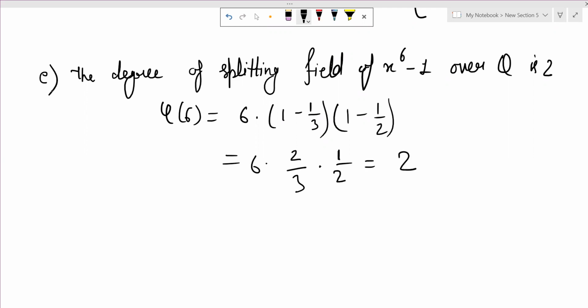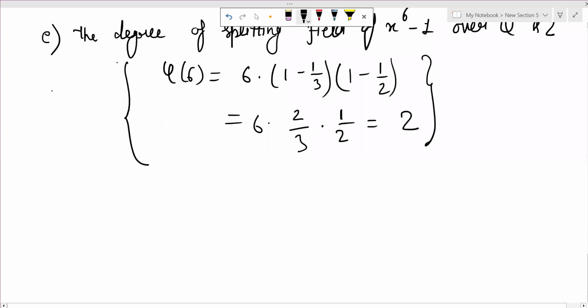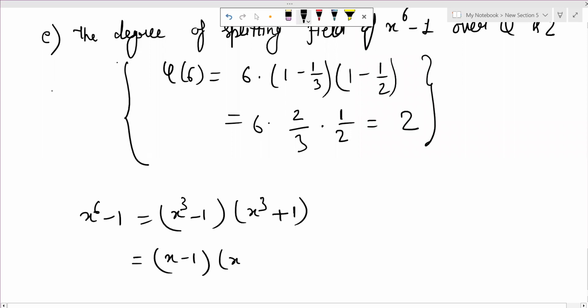But you should check by explicit computation, because this option should be correct, as you verify by this computation. But you should check by explicit construction. The way I did the first four options, you should do in that way, right? So how will you do it? x to the power 6 minus 1, you can write as x cube minus 1 times x cube plus 1, right? So x cube minus 1, how can you write this? (x minus 1)(x square plus x plus 1), and this is x cube plus 1, right?